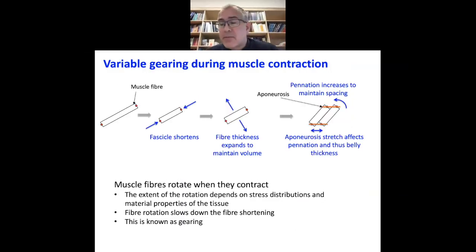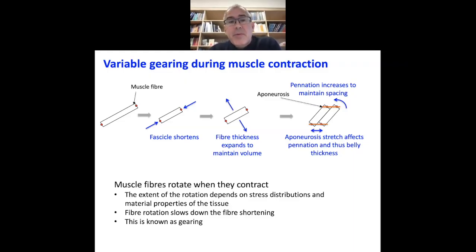So we have this 3D muscle model. It's showing lots of features which are very consistent with how real muscle actually works. So we can now use the muscle model to ask questions that we wouldn't have been able to address normally, either experimentally. And here is a question looking at the gearing within the muscle.